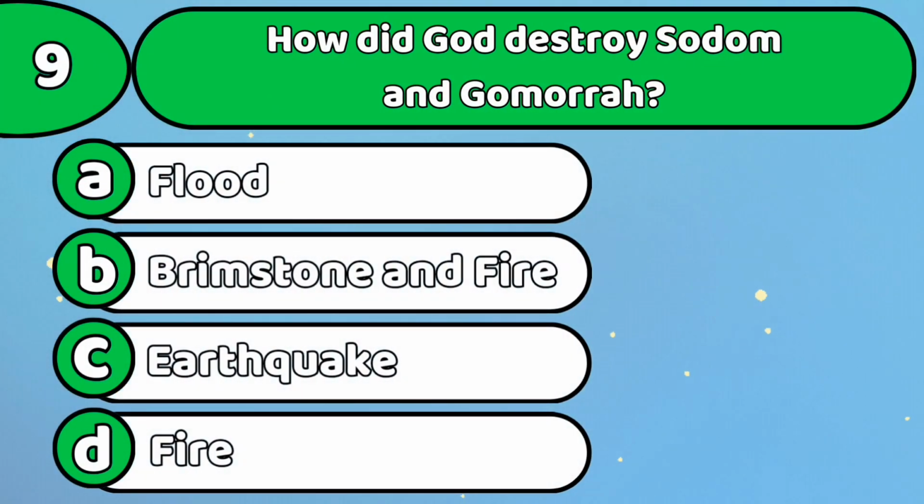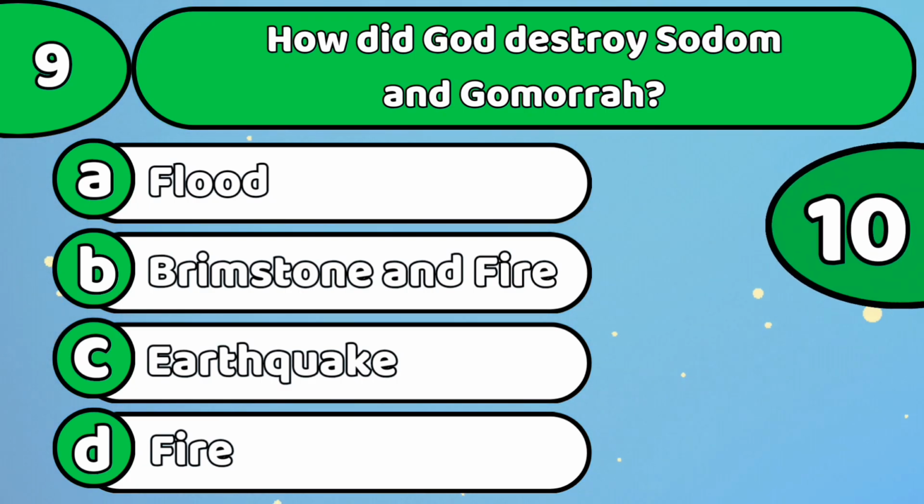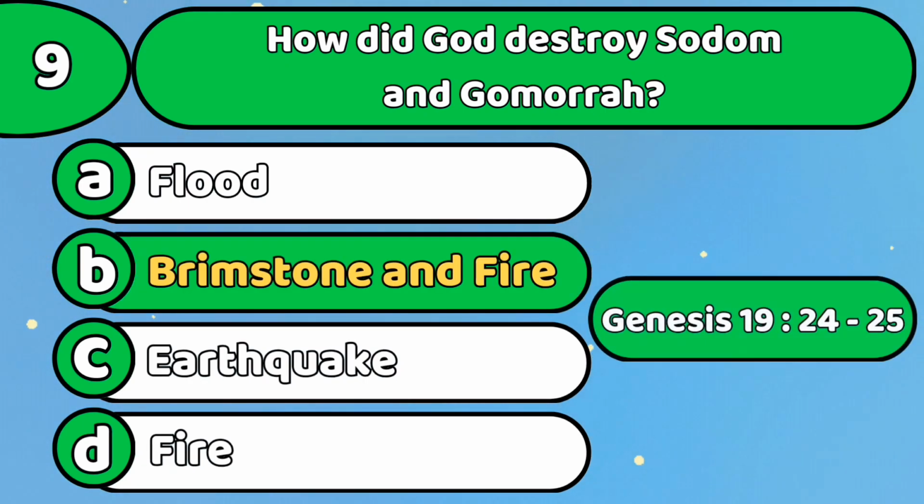Question 9. How did God destroy Sodom and Gomorrah? A. Flood, B. Brimstone and fire, C. Earthquake, or D. Fire? Time to think. Reference: Genesis chapter 19, verses 24 and 25.